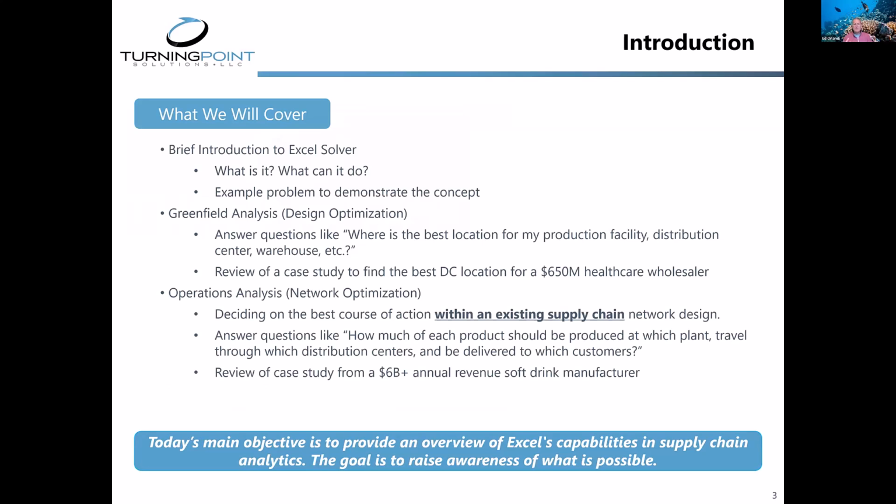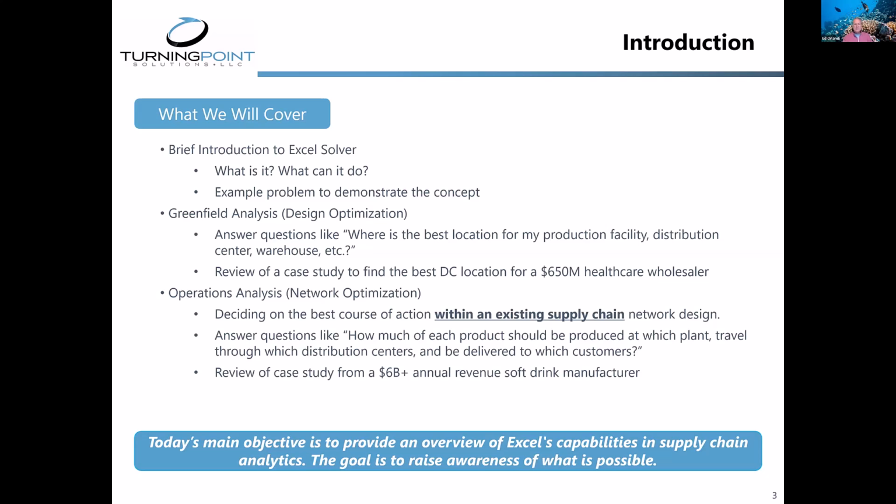The first one is a Greenfield analysis. A Greenfield analysis is a design optimization, so we're trying to design a network. What we're really trying to find in a Greenfield analysis is an answer to a question like, what's the best location for my warehouse, production facility, distribution center, etc. We're going to review a case study that I actually did, for finding the best location for a distribution center for a 650 million annual revenue healthcare wholesaler.